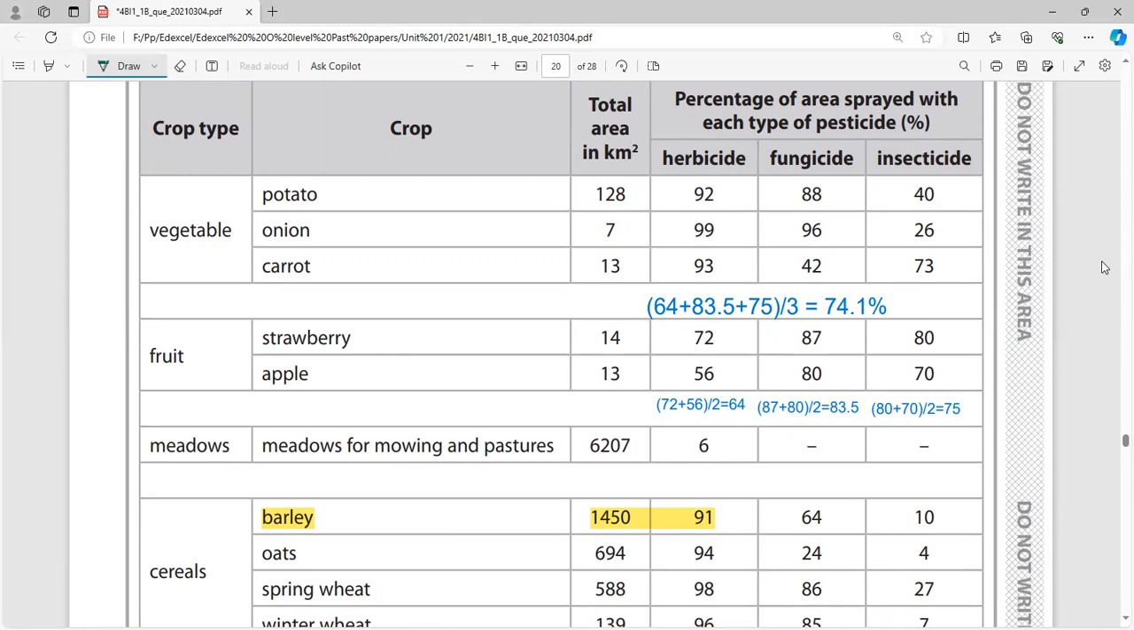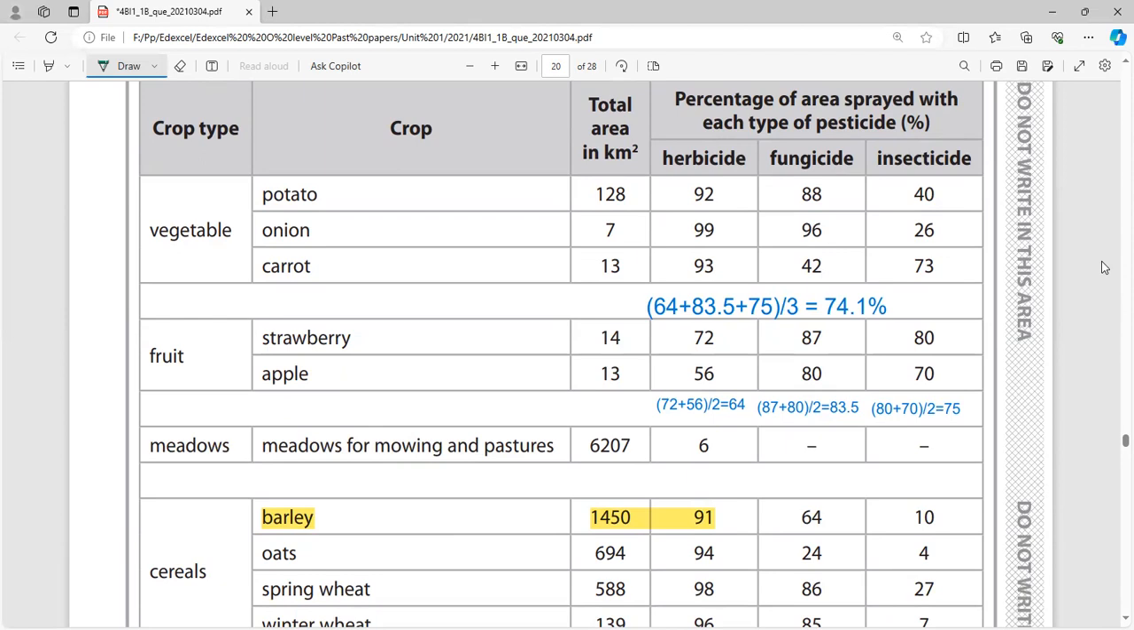And insecticide is 75%. If you add all these averages and find the average of all the percentages, that becomes 74.1%. So this way, you can also use this data. Overall, you can say the average percentage for fruit is 70%, or 74%. In fruit, all the different types of pesticides are used.